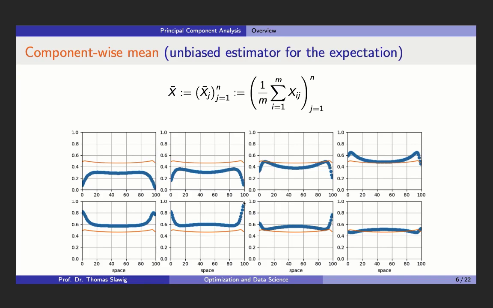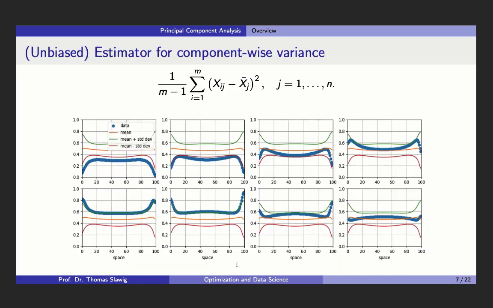So this is just an application of the things that we had before. The mean is an unbiased estimator for the expectation of X. So we can do the same thing for the variance. Here we have the unbiased estimator for the component-wise variance.